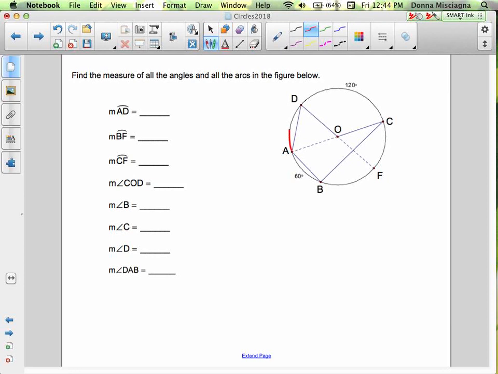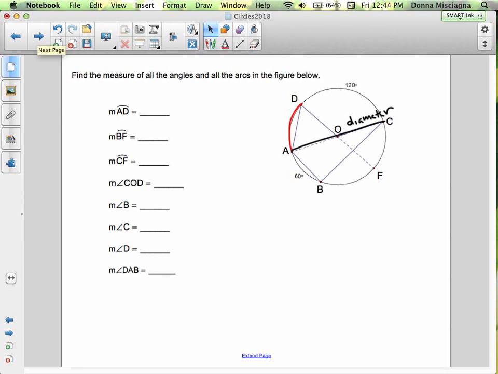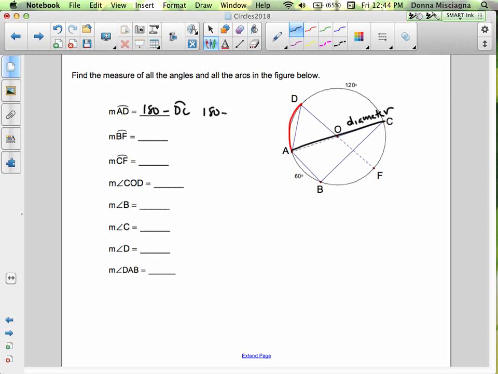is right here. This, by the way, is the diameter of the circle. And we know a diameter divides a circle in half. So that means that together, arc DC, actually, I'm going to use the blanks to my best advantage. So measure of arc AD would be equal to 180, a semicircle, minus the measure of arc DC. All right, so since DC is 120, that's going to be 60 degrees.